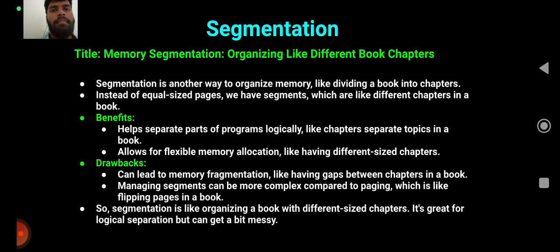The benefits of segmentation are that it helps separate parts of the programs logically, like chapters separate topics in the book, and it allows for flexible memory allocation, like having different-sized chapters. The drawbacks are that it can lead to memory fragmentation, like having gaps between the chapters in the book. Managing segments can be more complicated compared to paging, which is like flipping the pages in a book.